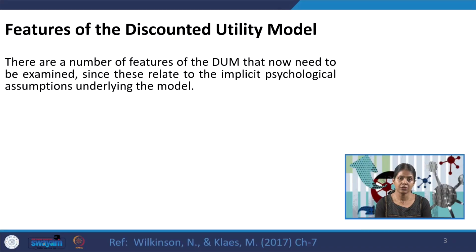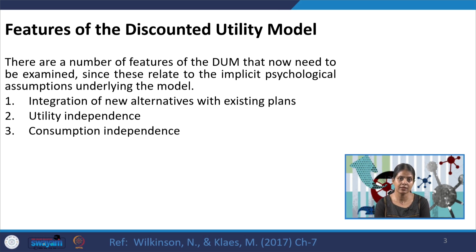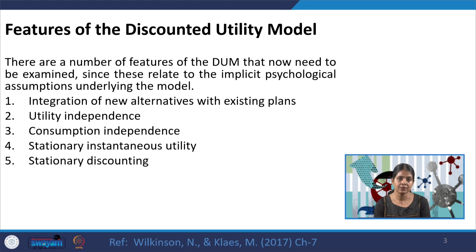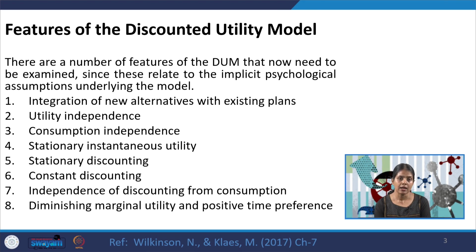There are a number of features of the DUM that now need to be examined, since these relate to the implicit psychological assumptions underlying the model. First of all, integration of new alternatives with existing plans. Second, utility independence. Third, consumption independence. Fourth, stationary instantaneous utility. Number 5, stationary discounting. Number 6, constant discounting. 7, independence of discounting from consumption. Number 8, diminishing marginal utility and positive time preference. So, these are the features that we are going to discuss next.